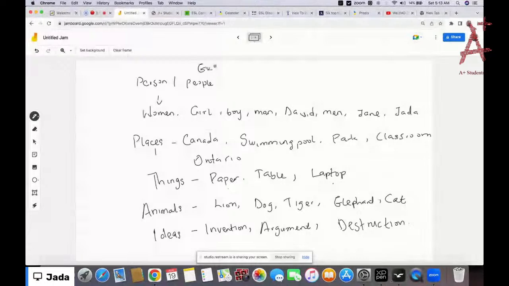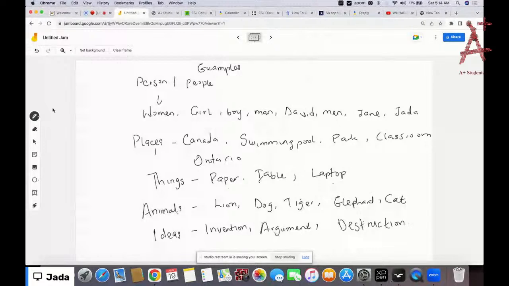For person or people, we have women, girl, boy, man, David, and all the names. Places, we have Ontario, Canada, swimming pool, park, classroom. Things, we have paper, table, laptop. Animals, we have lion, dog, tiger, elephant, cat. Ideas, we have invention, argument, destruction.